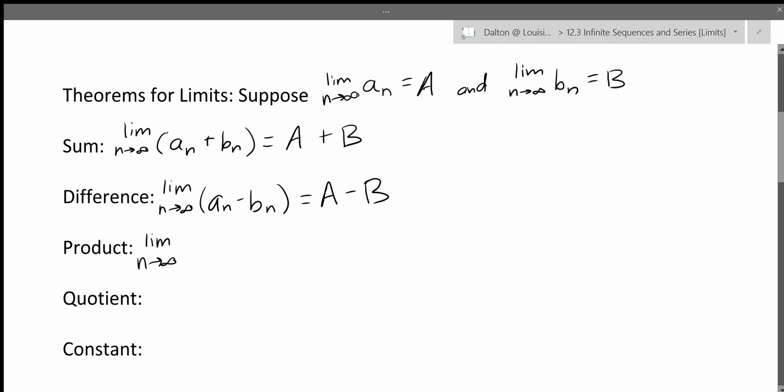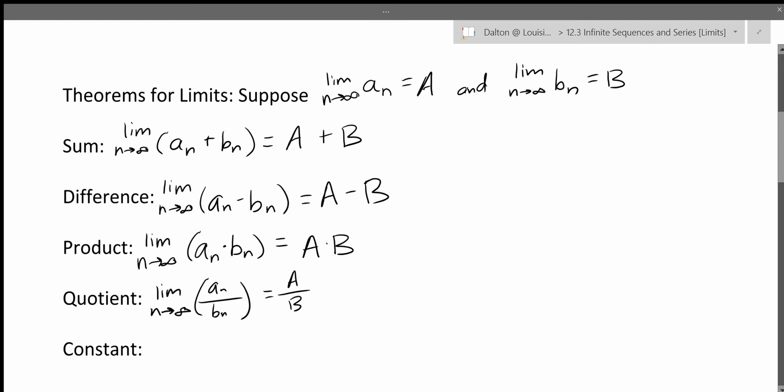We can do the same thing for products. The limit as n approaches infinity of a sub n times b sub n is going to equal the limit of each of those sequences separately multiplied times each other, which would be a times b. Quotient: the limit as n approaches infinity of a sub n over b sub n is equal to the limit of each of those divided by each other.